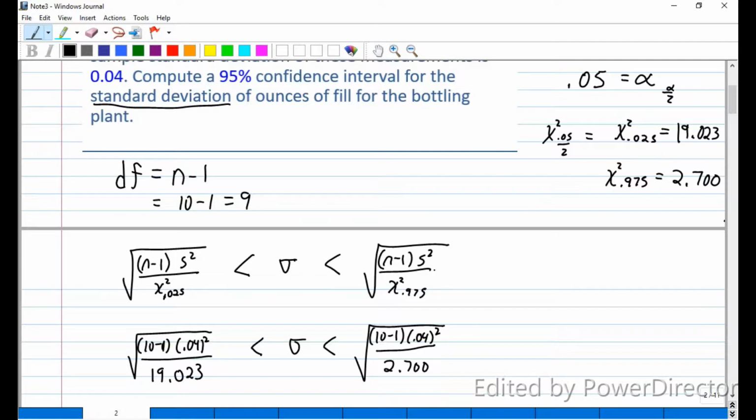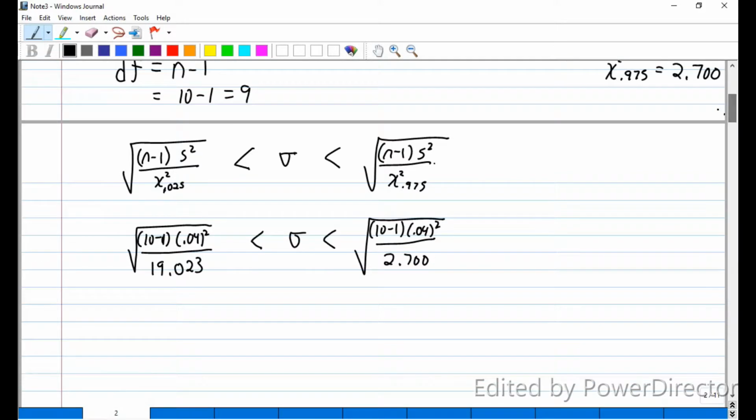I think if you look at the PowerPoint, it's going to do the variance first. If we're looking for the standard deviation, I don't see any reason to do the variance first, unless the problem asks us for the variance confidence interval. The problem asks us for the confidence interval for the standard deviation, so I'm not even going to write down the variance.